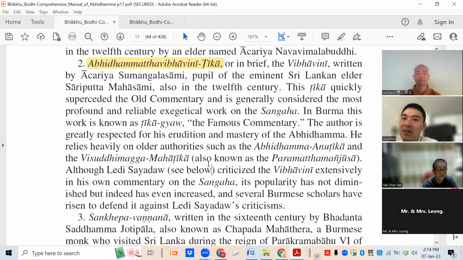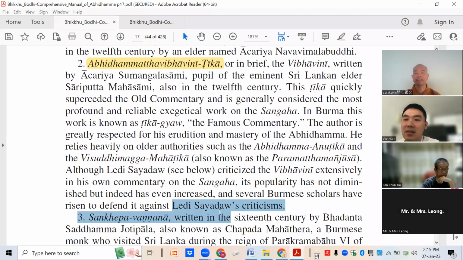He relies heavily on older authorities such as the Abhidhamma Anutika and the Visuddhimagga Mahatika, also known as the Paramatthamanjusa. Although Ledi Sayadaw criticized the Vibhavini extensively in his commentary on the Sangaha, its popularity has not diminished, but indeed has even increased, and several Burmese scholars have risen to defend it against Ledi Sayadaw's criticism.